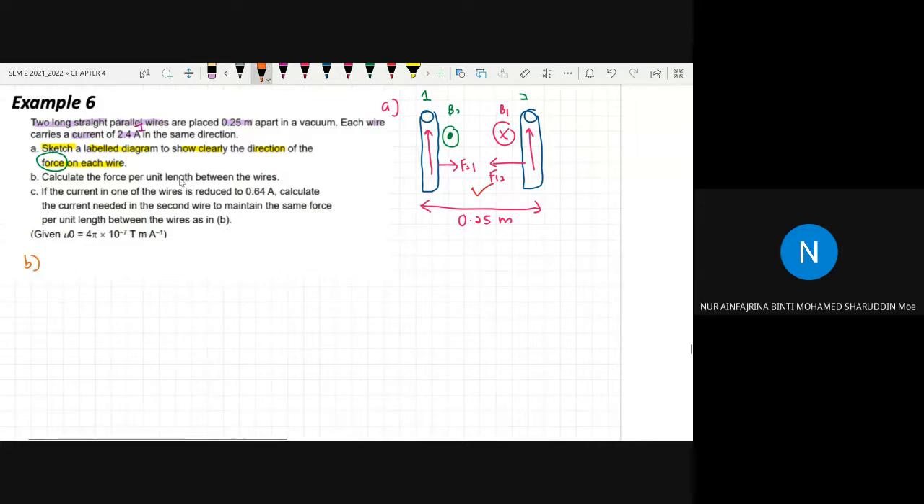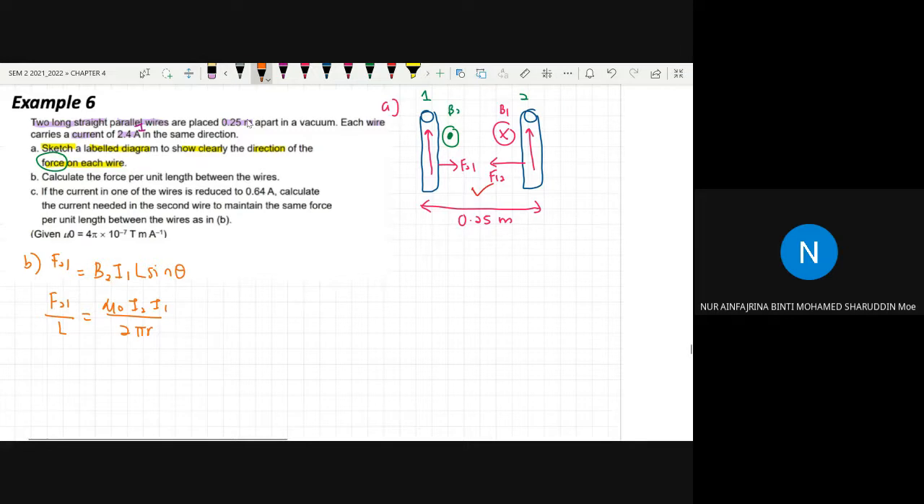And the next question, dia minta apa? Calculate the force per unit length between the wires. Okay, force per unit length, you pakai je balik formula salah satu yang dekat atas. F21 boleh, F12 pun boleh. So, kalau you pakai F21, kita akan pakai formula brother-in-law tu kan. So, B2 I1 L sin theta. So maksudnya Miss akan pakai wire 1 untuk cari force dia. Okay. So bila Miss buat balik equation ni, Miss akan dapat F21 over length equals to mu naught I2 I1 over 2 pi R.